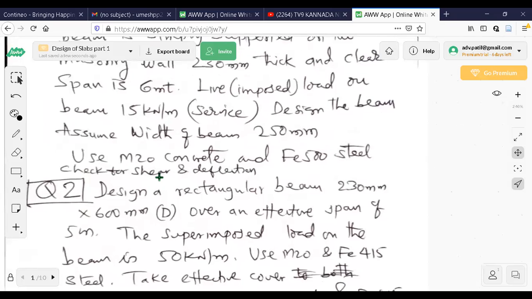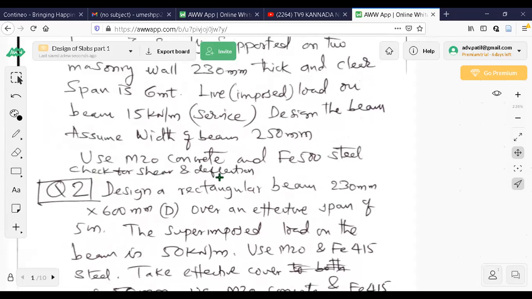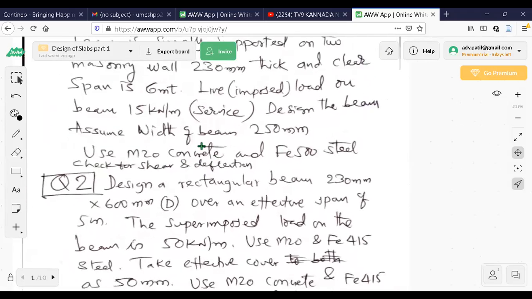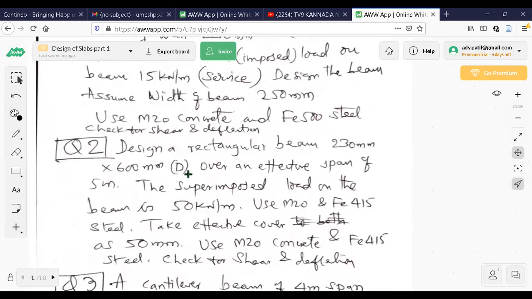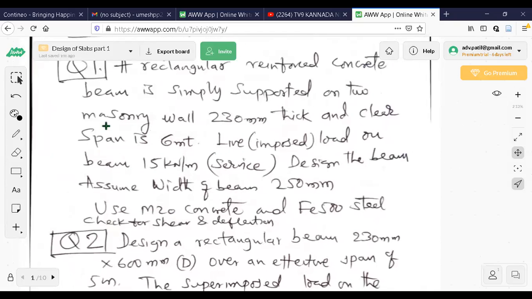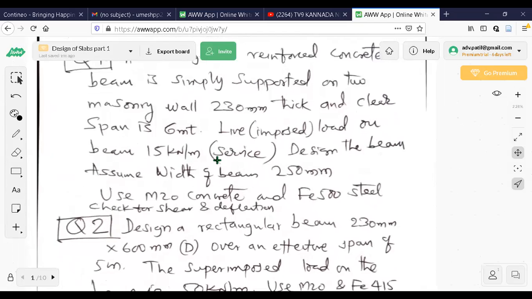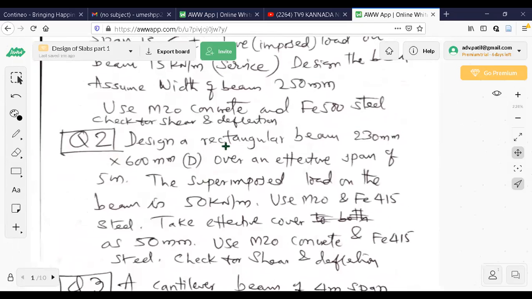So check means you have to design for shear as well as check for the deflection. That is KC, KT and KF, L by B basic. That deflection formula you have to use here. Second one you can see. This is the one already it has been solved. Means span may be different and all. Second one is you can see this.